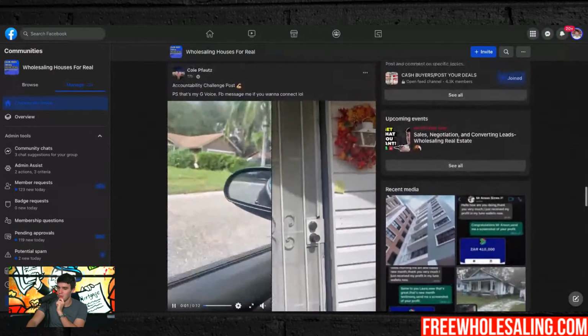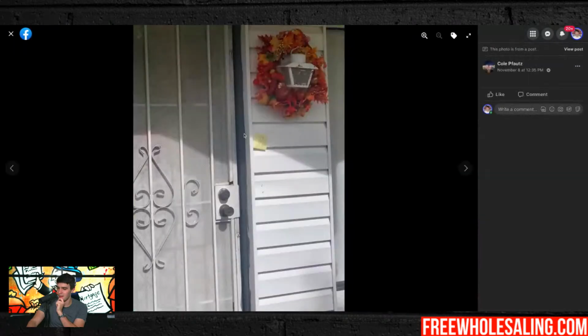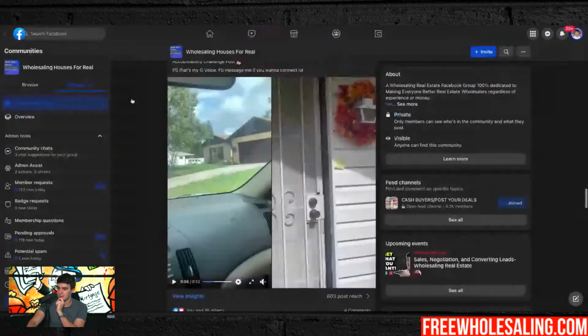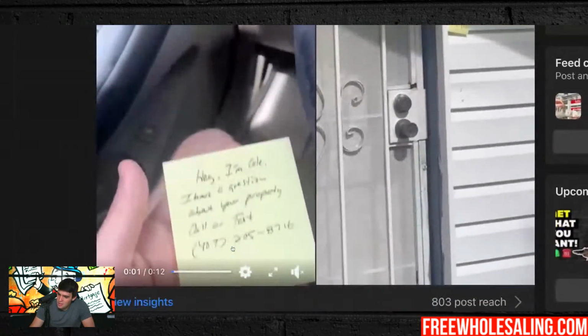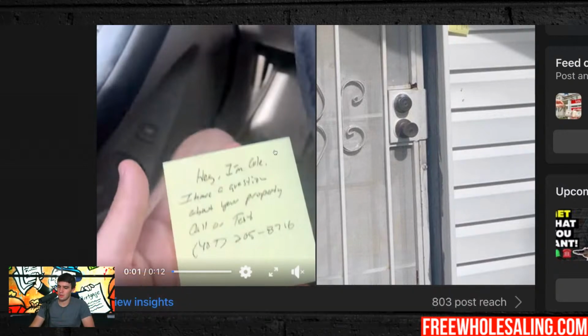So shout out to Cole. Look at Cole. He had his sticky note there. He had the property right there. I like it. He put the sticky note on there, so perfect. Let's see what the sticky note says. "Hey, I'm Cole. I have a question about your property. Call or text." Beautiful. I'm telling you guys right now, that's all you got to put in the sticky note, and you'll get these deals, right? Guys, crushing it. I love people posting their progress on it. Cole's doing really good, guys.